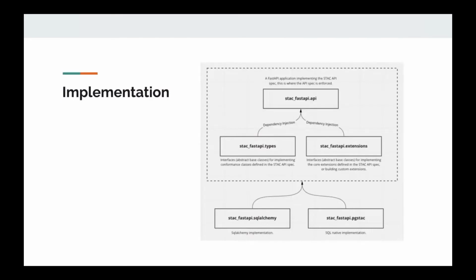So one of the confusing parts about stac-fastapi is there are these SQLAlchemy and pgstac packages. These are really just implementations of this dependency injection pattern, where SQLAlchemy is a SQLAlchemy native implementation. It's using SQLAlchemy 1.3. It's not quite using the async endpoints yet. That's something that I'd love to get to, because FastAPI, of course, is an async application.